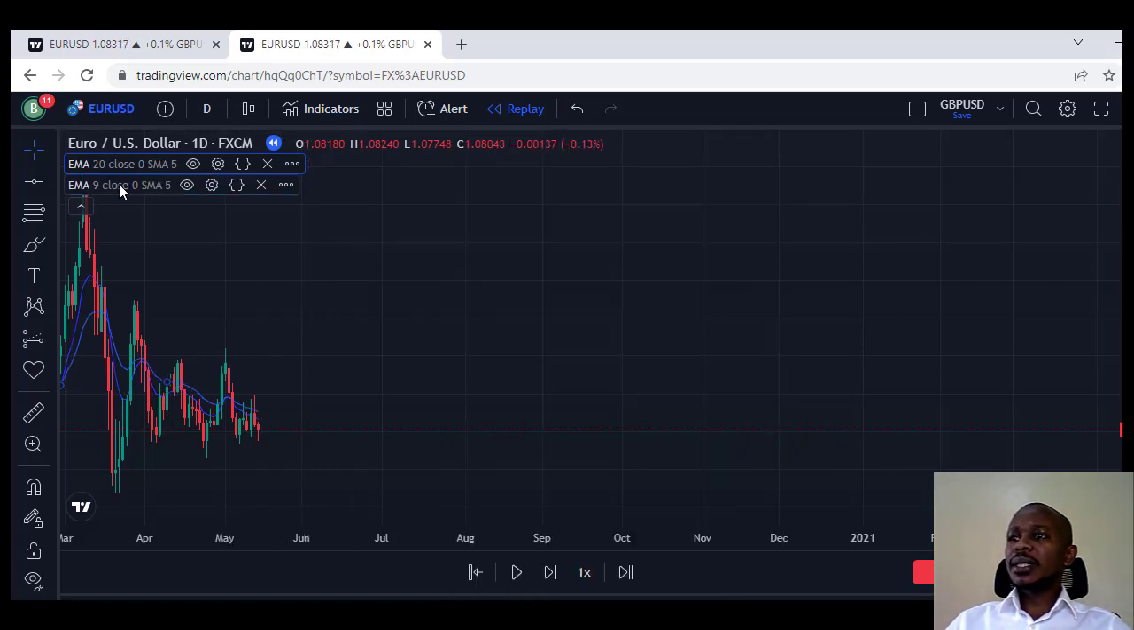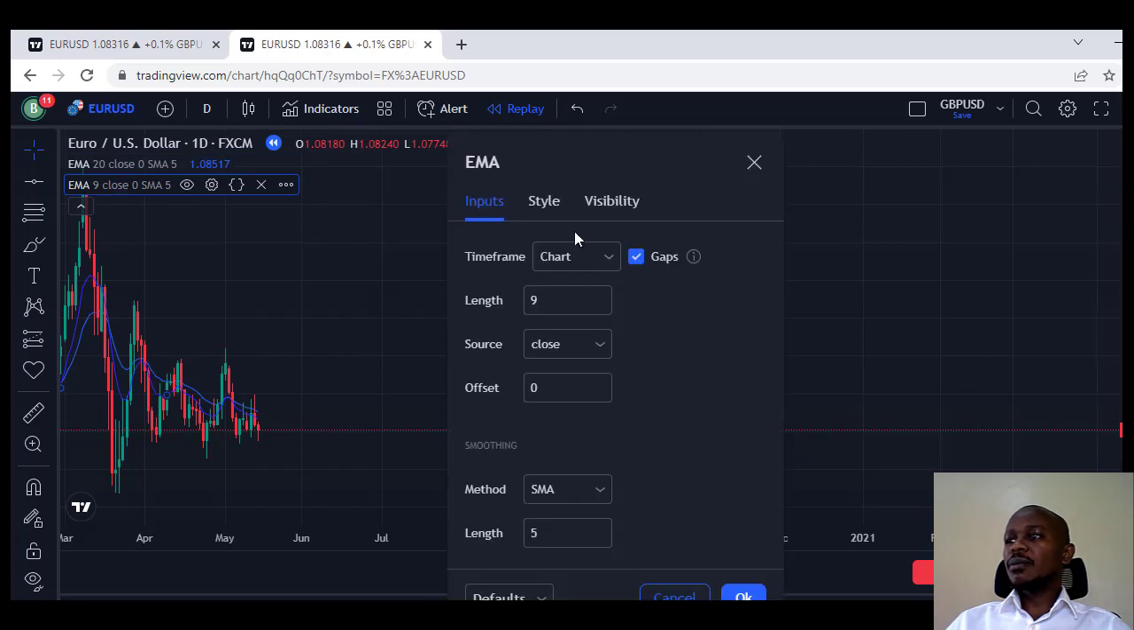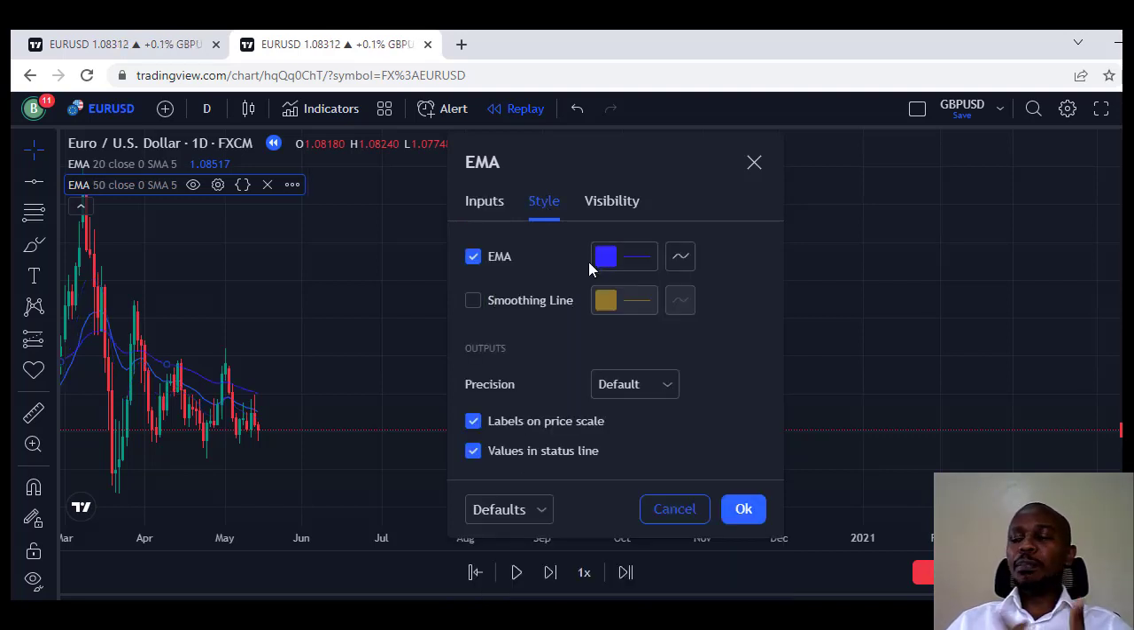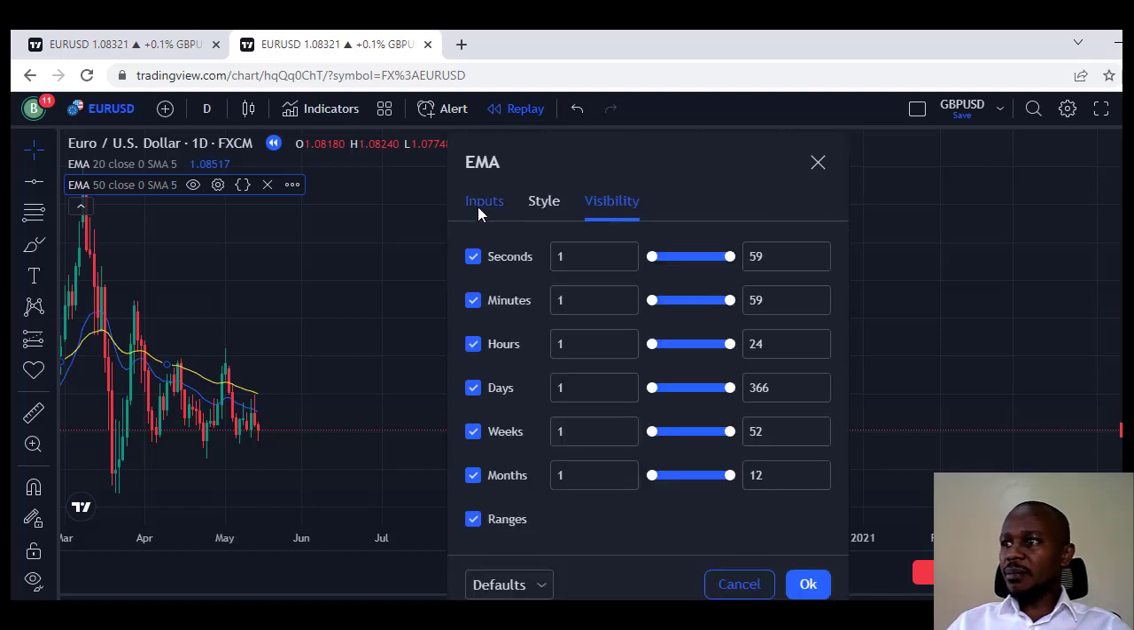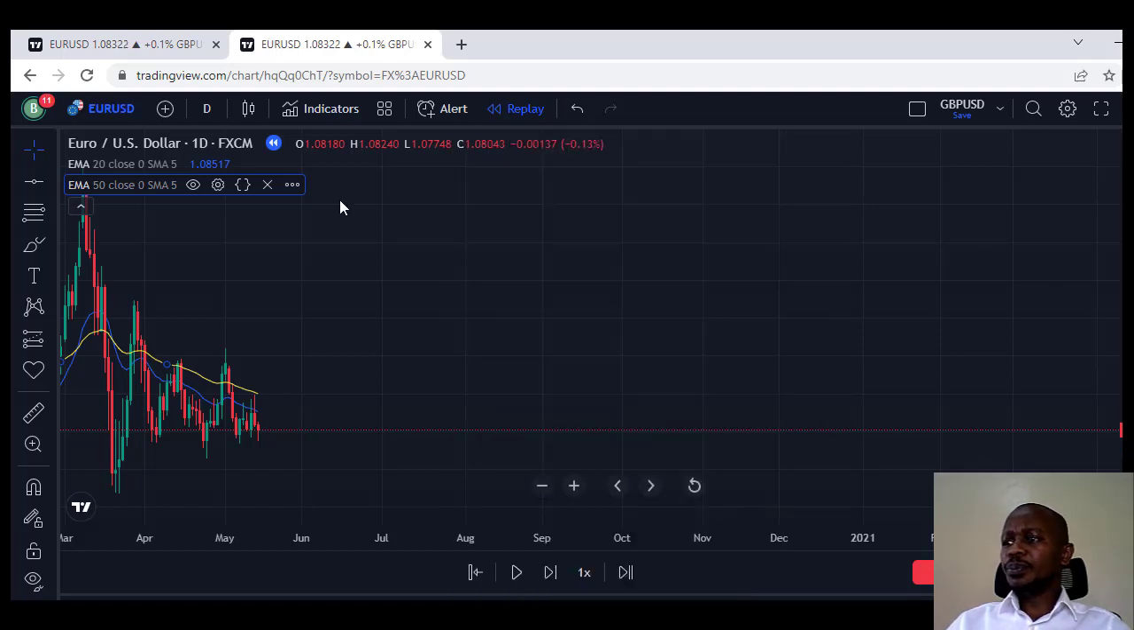Then we need to select the second one, which is the 50 moving average. Remember, in this case, we are changing the length, the period we are looking at. So we put 50. For the style, we change the color because you picked blue for the 20. Now we pick, say, yellow for the 50 moving average. The other elements will remain the same. Then you can say OK.